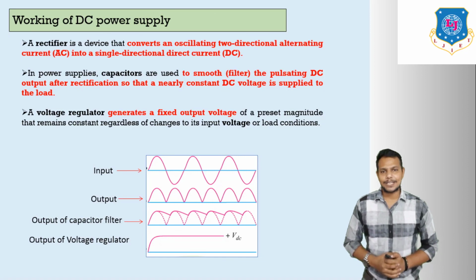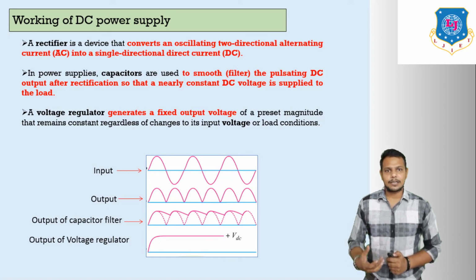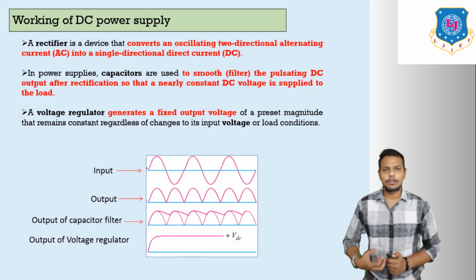So in today's lecture, we discussed how to measure a PN junction diode with the help of a digital multimeter and the working of DC power supply, especially the step down transformer.